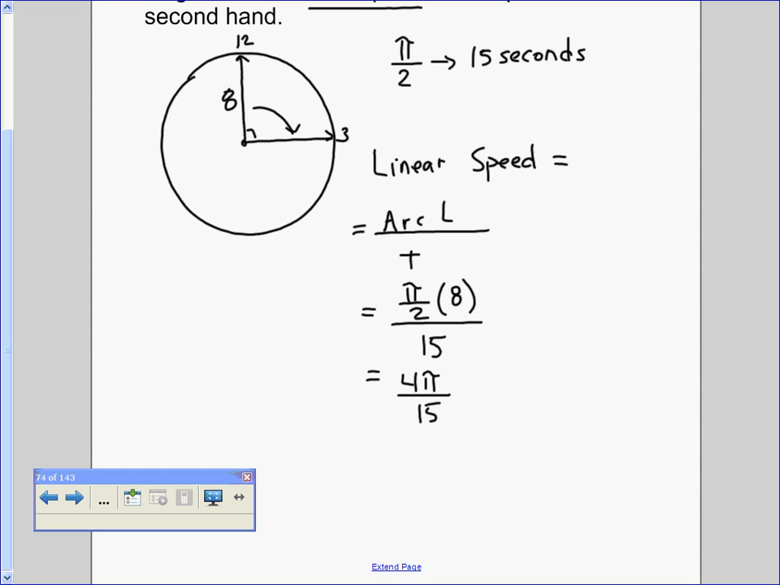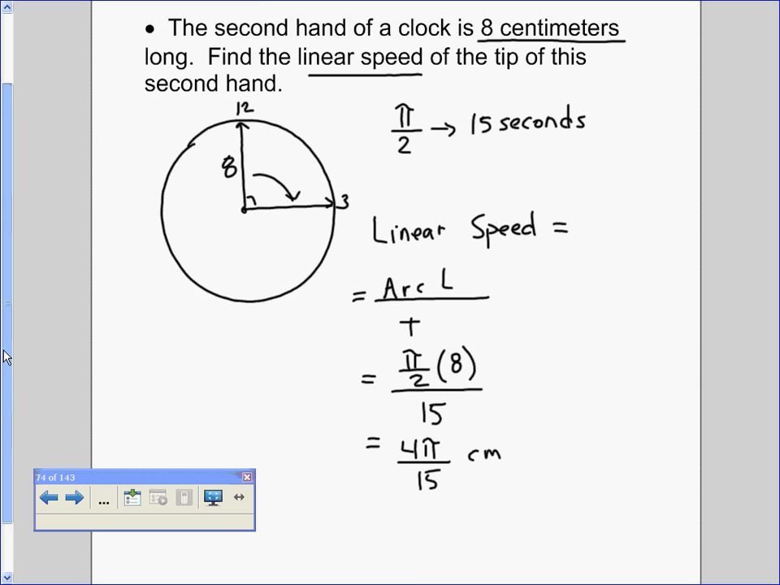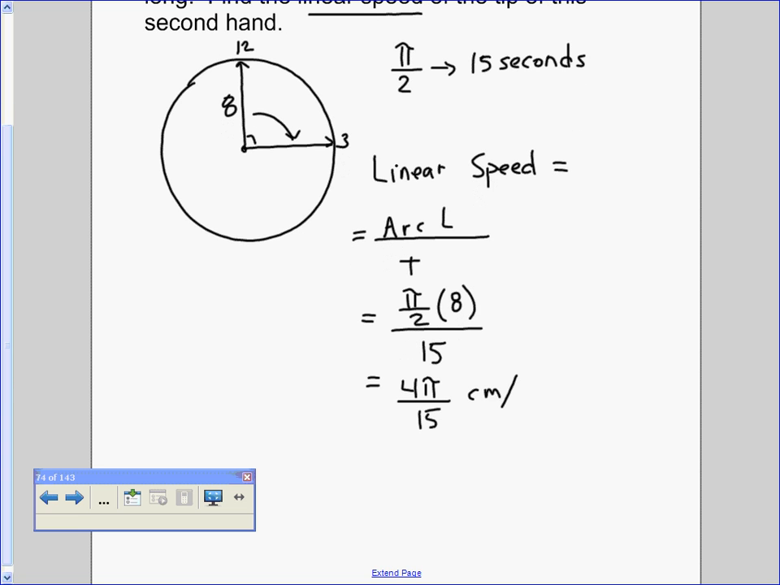And since we're talking about the distance it travels, then this is going to be centimeters, because the length of our hand is in centimeters. We've got 8 centimeters, 4 pi over 15 centimeters per second. Okay, and if we wanted to look at this as a decimal, that's about 0.84 centimeters per second.